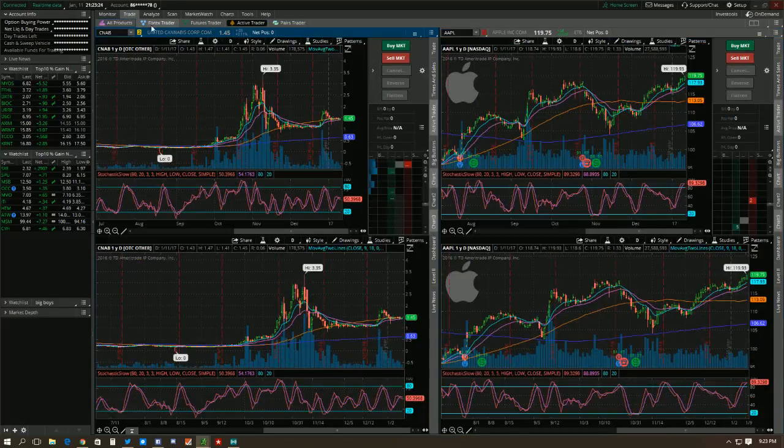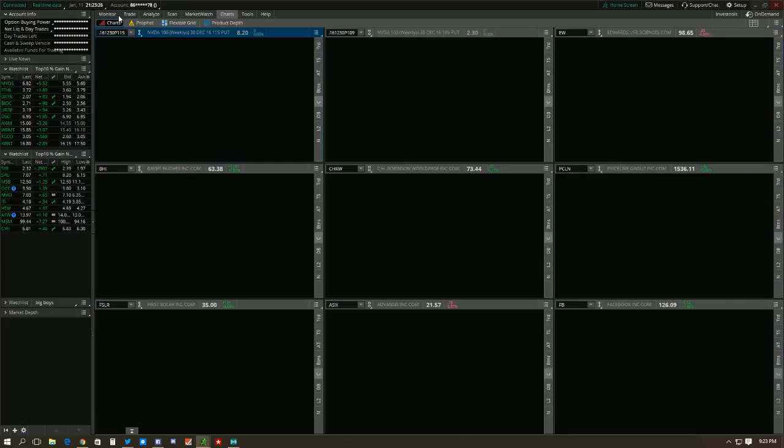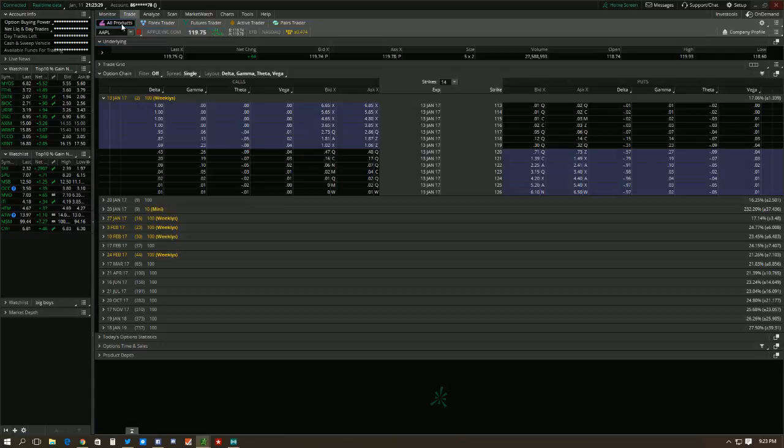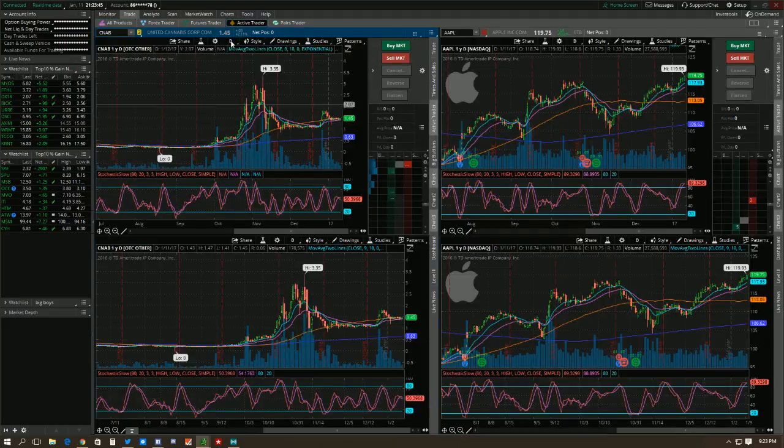Now, you can also be the seller of those. So if you want, you can short this contract. You can be short this contract. You can sell this contract. In other words, you can sell to open. So you can be the person that sold that contract.